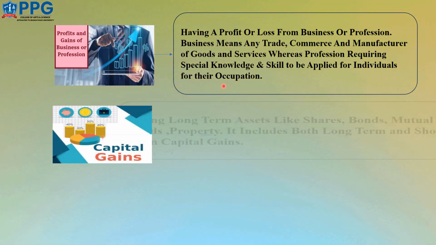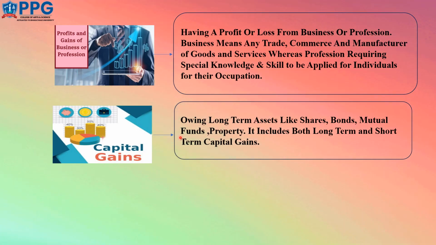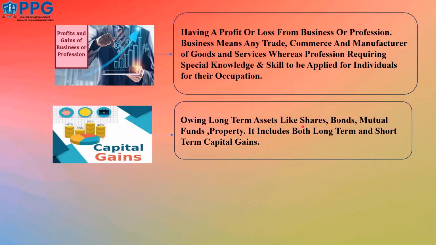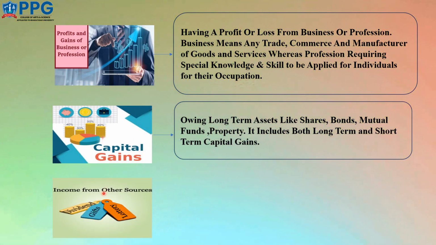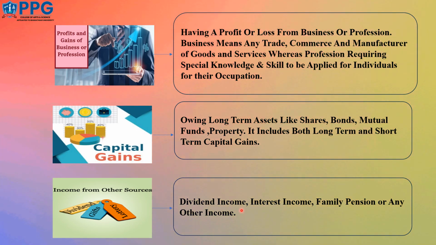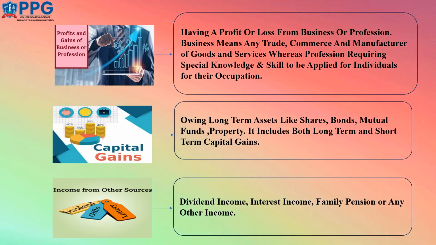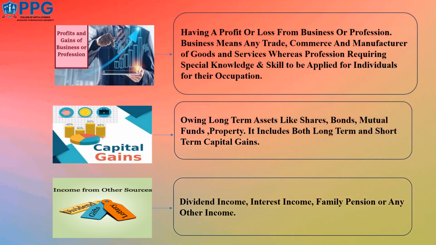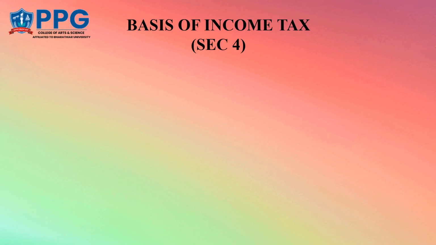The computation of capital gains is calculated on owning long-term assets like shares, bonds, mutual funds, property, etc. It includes both long-term and short-term capital gains. Income from other sources is calculated on dividend income, interest income, and family pension, or any other sources of income such as winnings from horse races, gifts, lotteries, etc.